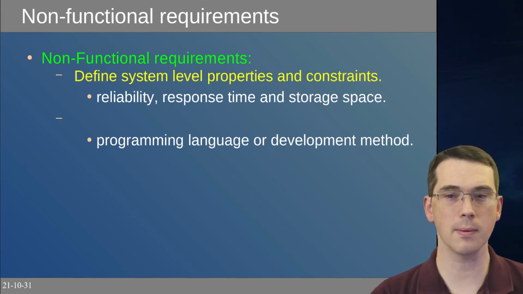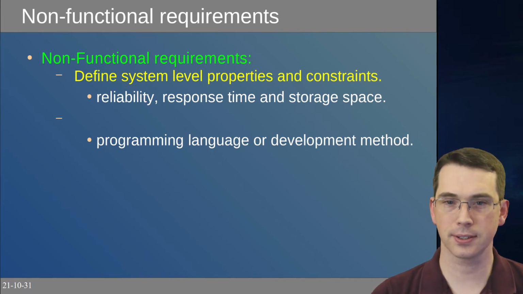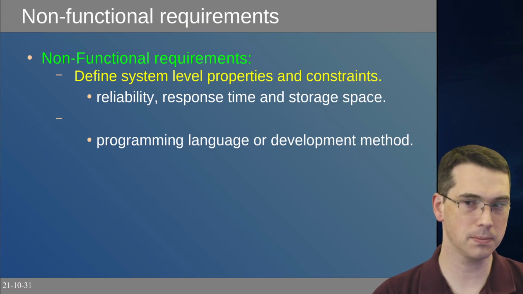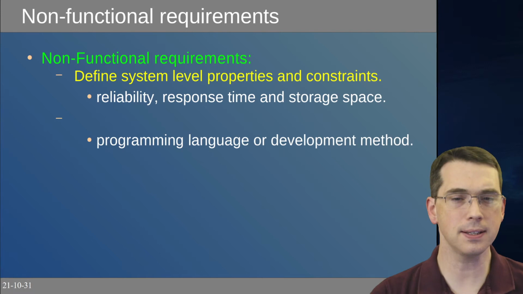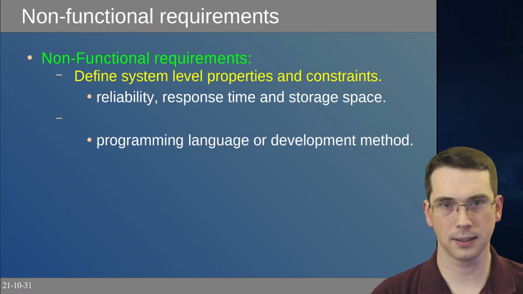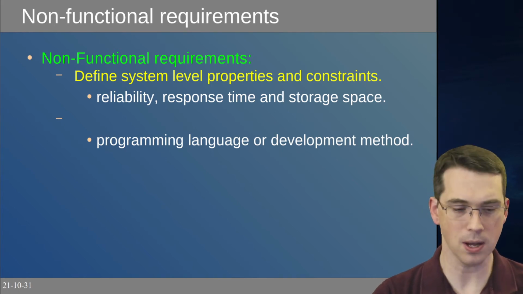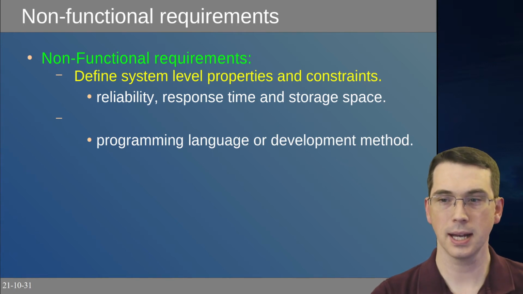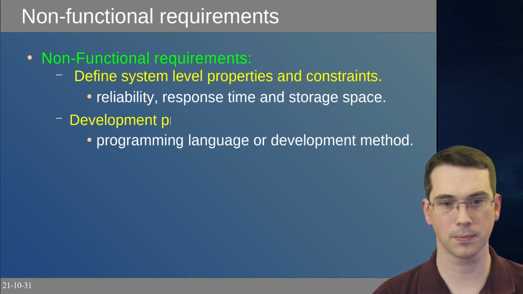So a non-functional requirement defines system-level properties and constraints. Non-functional, again, is something that applies to the whole system. Things like reliability. Reliability is the whole code, it gives you reliability. Response time, if you have one part of your code that's slow or a bunch of parts of your code that are slow, it drags down the whole system. And storage space, how much space does the whole system use? Does it fit on a single DVD, for example?